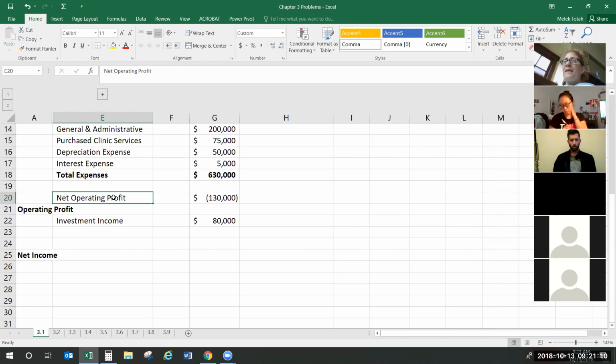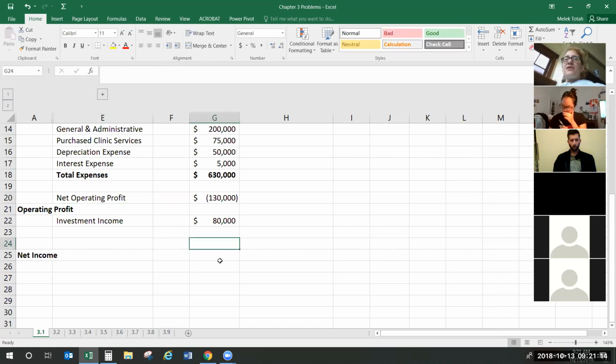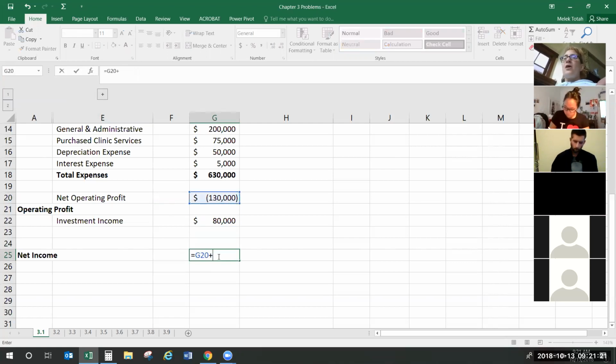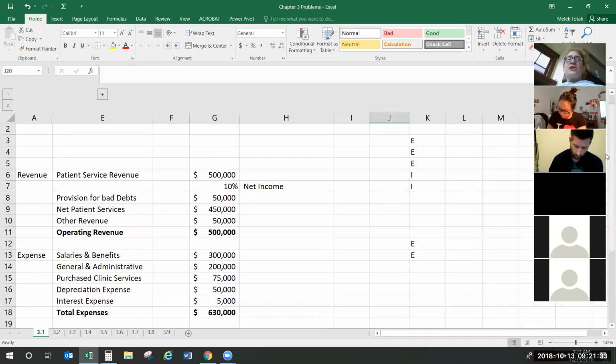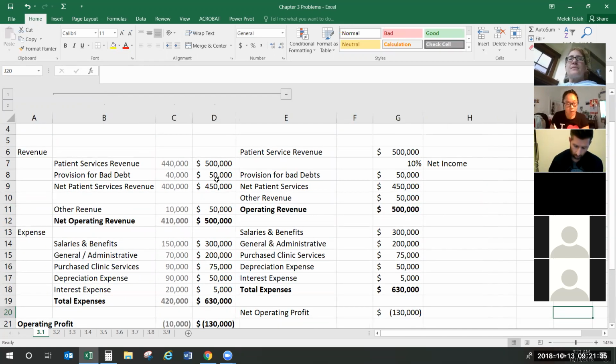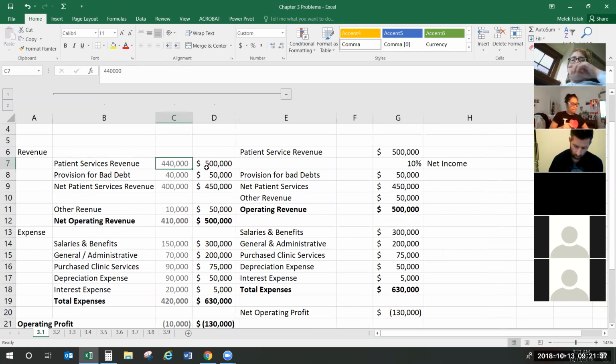Everybody get that? Okay. All right, and so then what's left is your net income, right? Net income would just be adding, in this case, your profit, your loss, and your investment income together. So you have a net loss of 50,000 in this example, right? Any questions on the actual book example? Because I have it here.